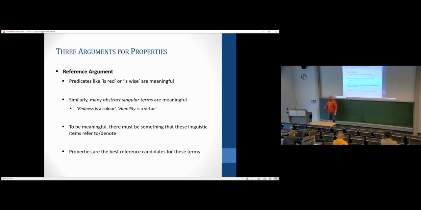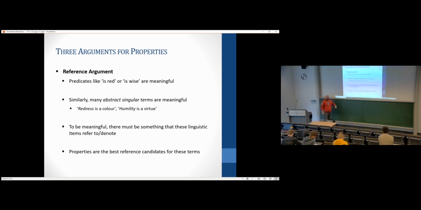Similarly, there are a bunch of what we'll call abstract singular terms that look meaningful. I can say things like redness is a color, humility is a virtue, humans are mammals. Where I use terms, redness, humility, human, where I seem to be talking about some general entity. I'm not talking about this is a color, because this is a sweater. So claims like this are meaningful. They might be false, but they're at least meaningful.